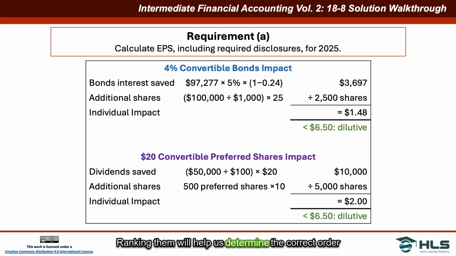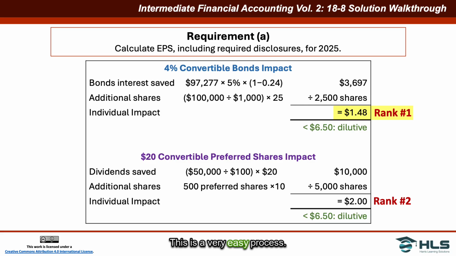Ranking them will help us determine the correct order to include the dilutive securities in the calculation of the diluted earnings per share. This is a very easy process. Lower individual impact values are ranked higher than others. So of the two, the convertible bonds have an individual impact of $1.48 versus the $2 individual impact of the preferred shares.